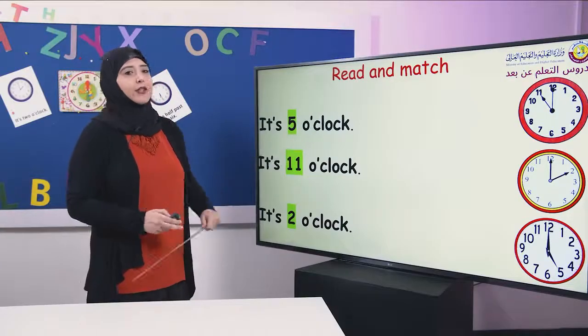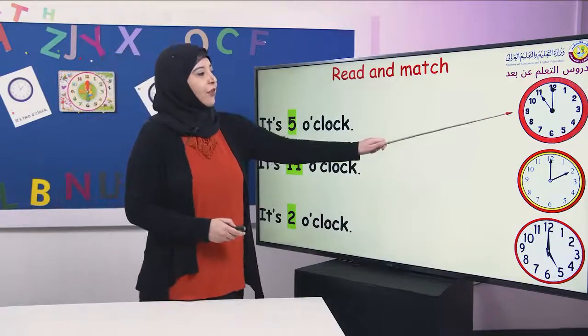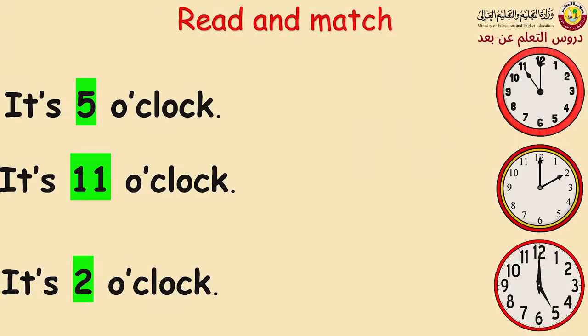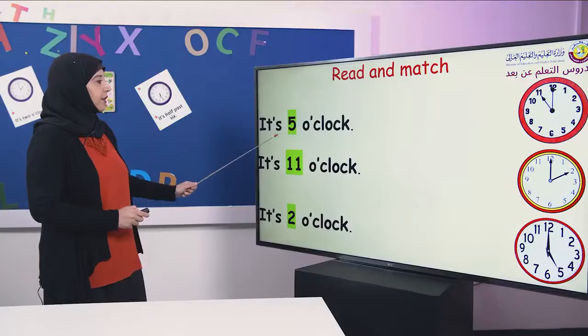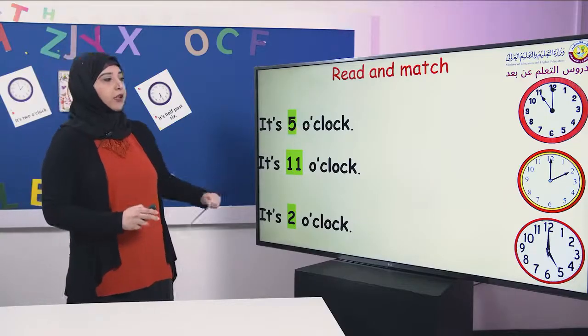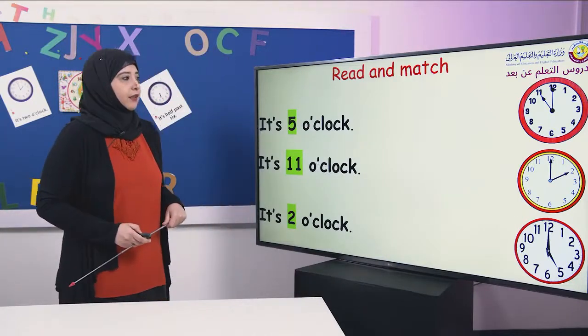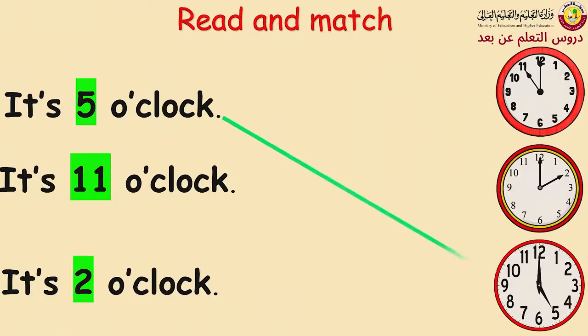Read and match. We have here 3 clocks. Let's begin with the first sentence. It's 5 o'clock. Which one is the right time here? Great job. This is 5 o'clock.